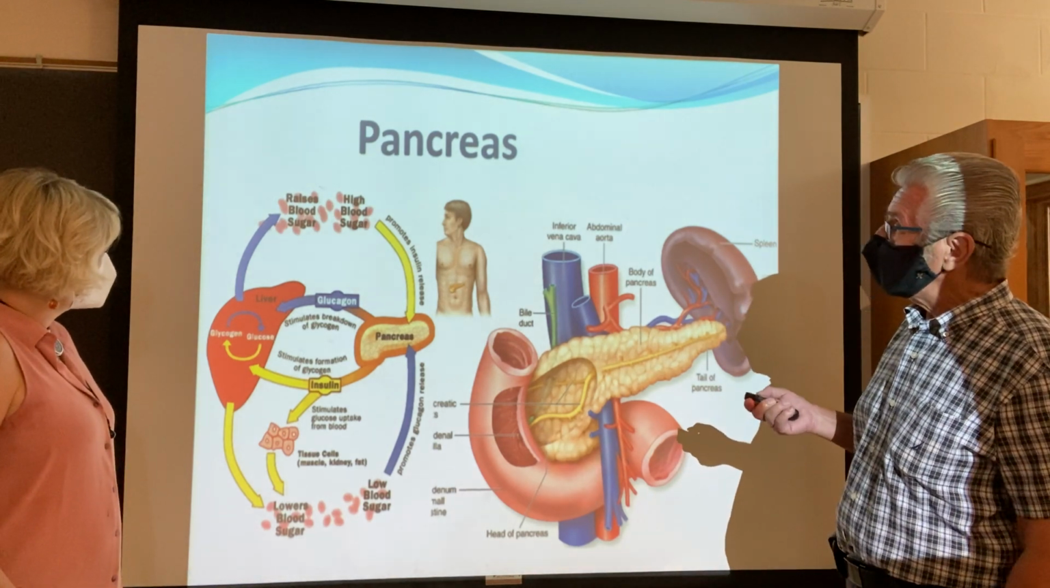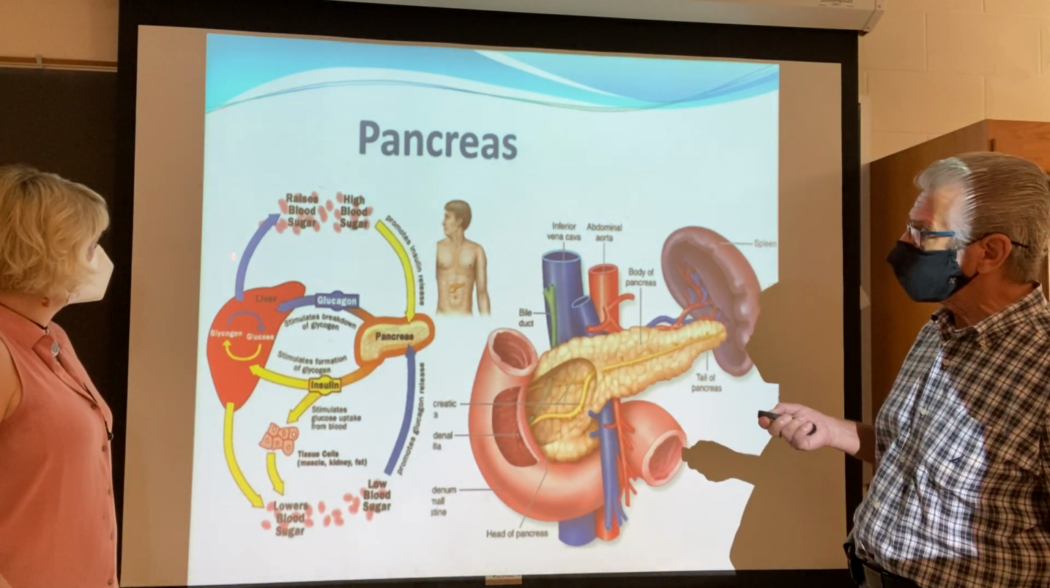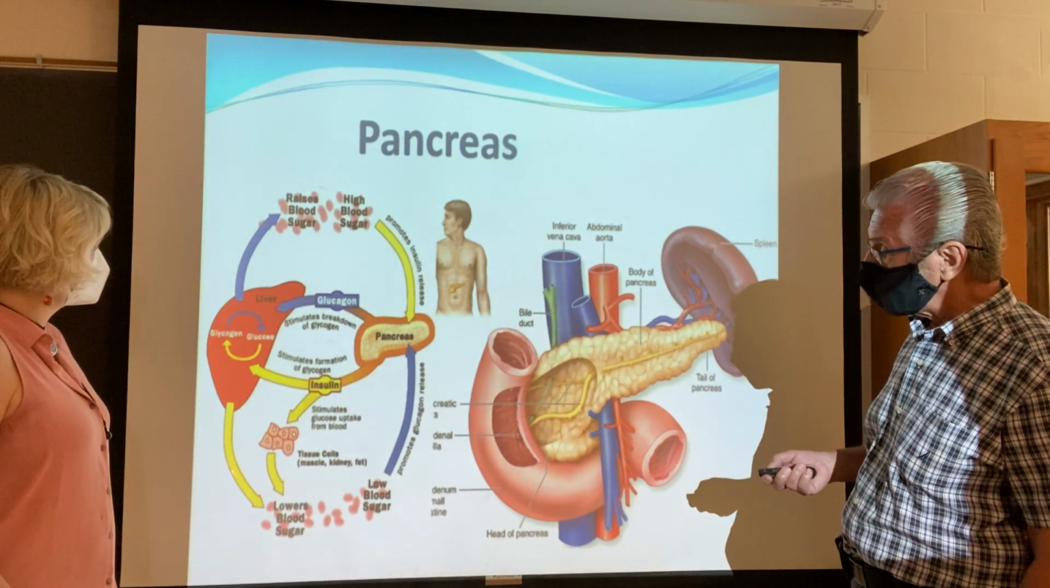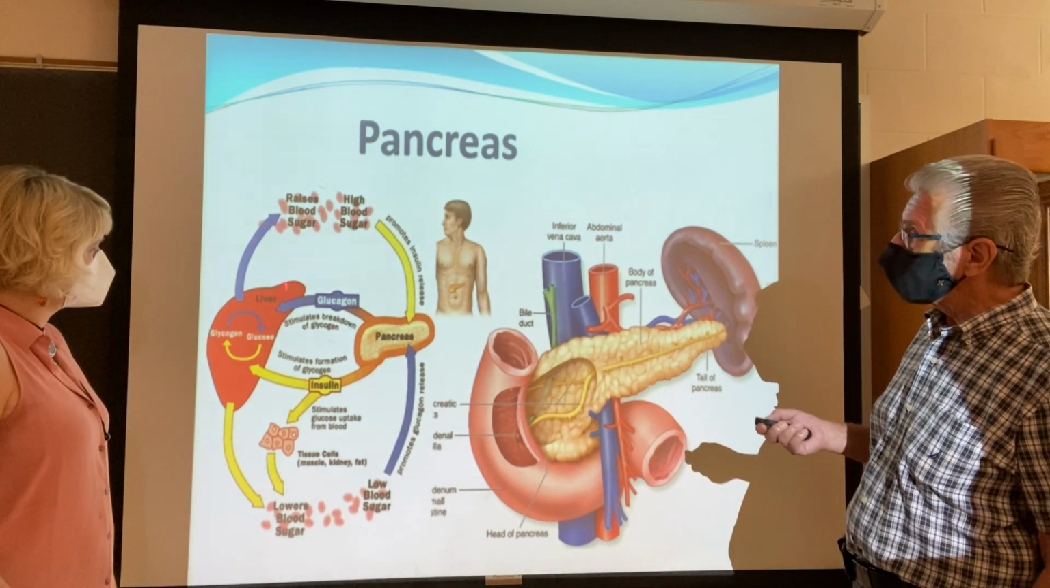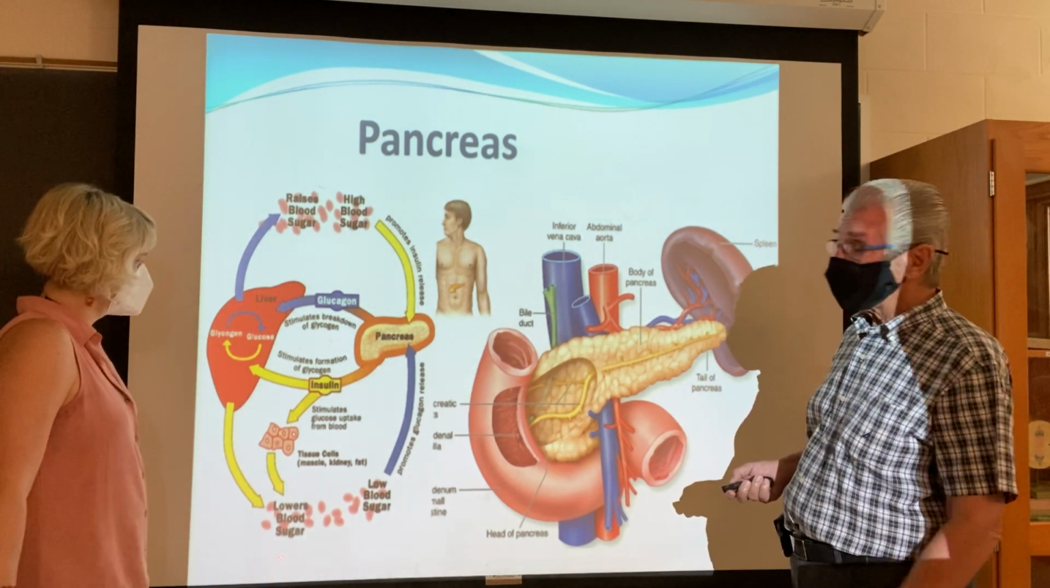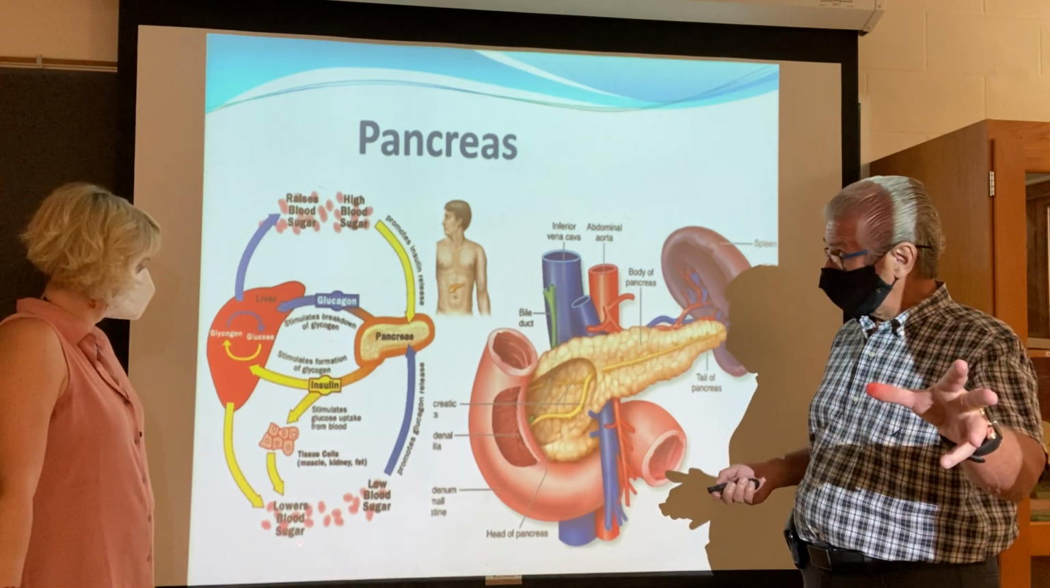Okay? Now, if we have high blood sugar, you've just eaten that sugary meal. Okay? Insulin is going to lower the blood sugar. So you're going to go from hyperglycemia to hypoglycemia. And this is the normal state.